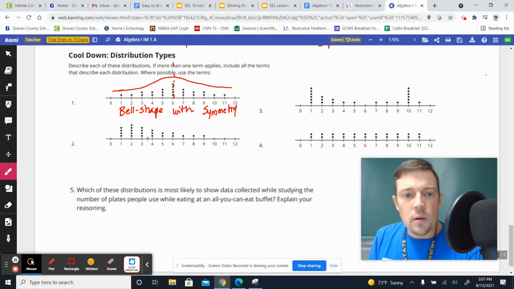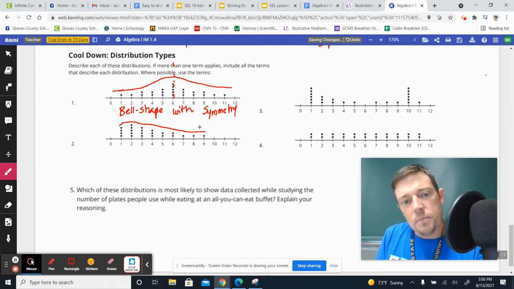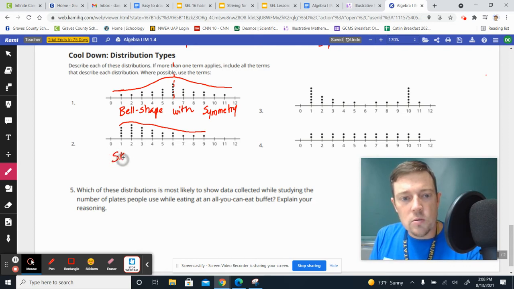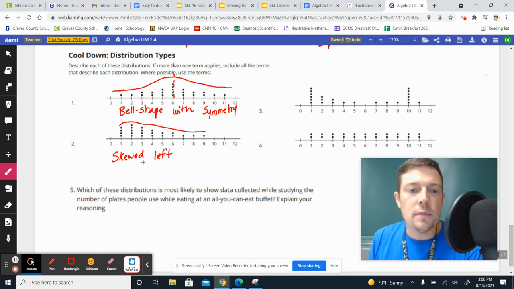In the second one, we don't really have a bell shape like we do in the first one. It's kind of a steady decline where all of the data has been pushed over to the side. And that is what we call skewed left. Skewed to the left. So this one has all that information pushed to the left side of the dot plot.